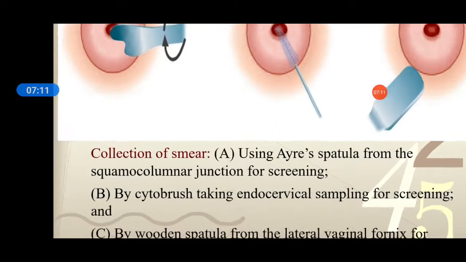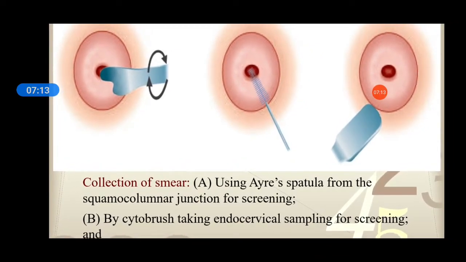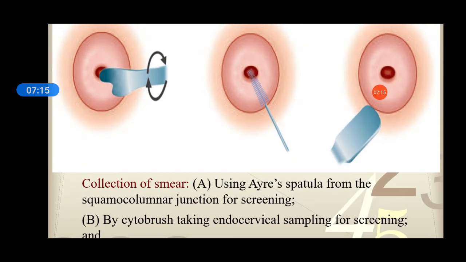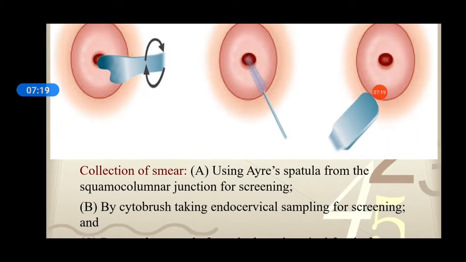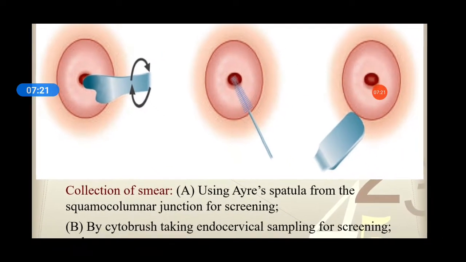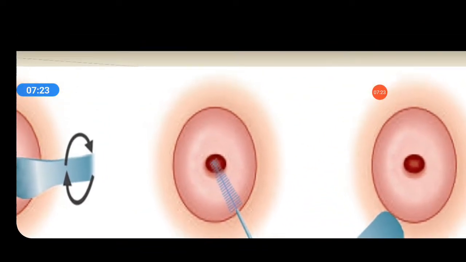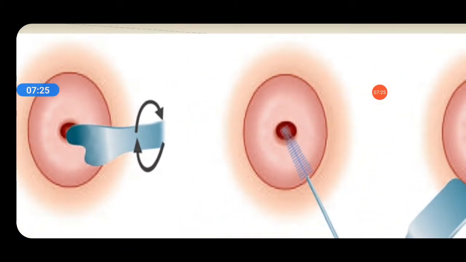So, coming to the steps of collection of a smear. First, with the help of an Ayre spatula, you have to collect the cells from the squamocolumnar junction. See here, you have to rotate this Ayre spatula a full 360 degrees, completely around, and collect the cells from the entire squamocolumnar junction.